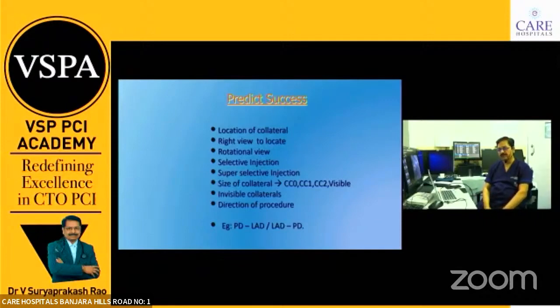Then you have to have a short guiding catheter of 90 centimeters. That's why the location of the collateral and a right view are important, not only everywhere. You have to have the right view to locate the collateral. This is important, and don't keep changing the views many times. Select one or two views and work with them. A rotational angio also sometimes guides you whether you are on the correct track or not.